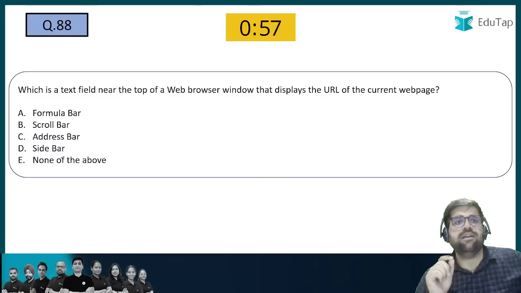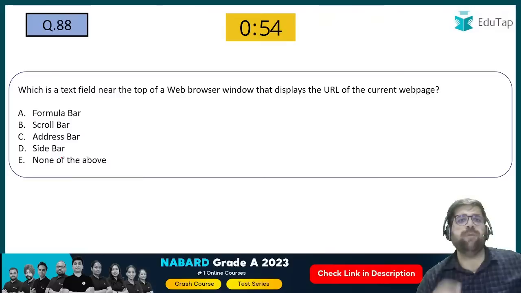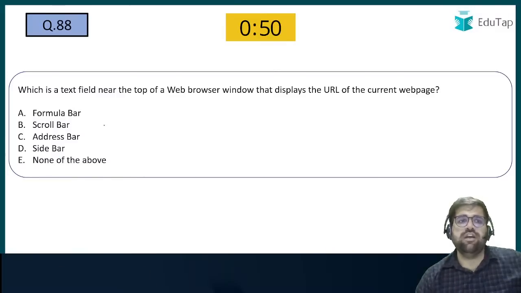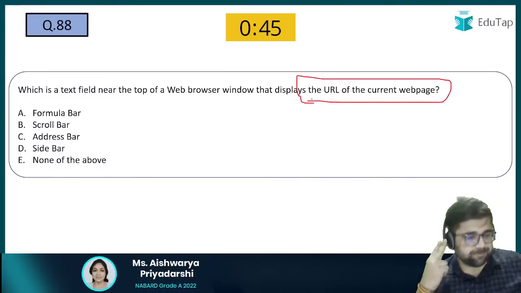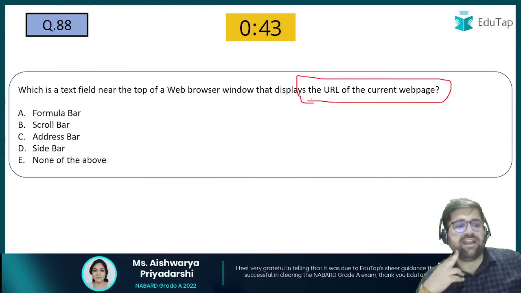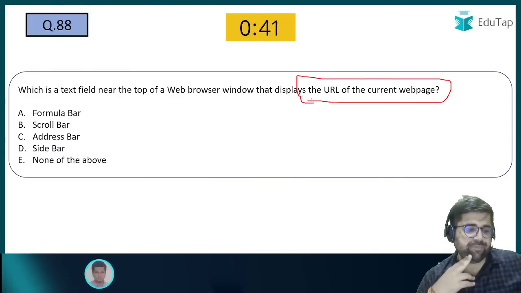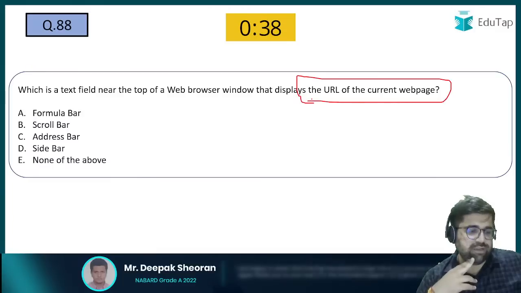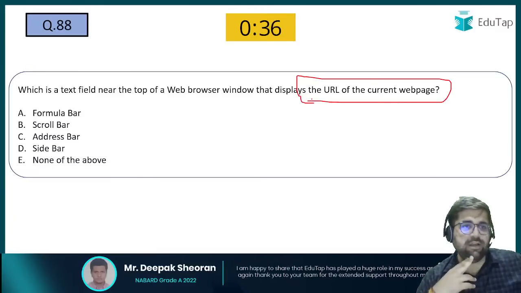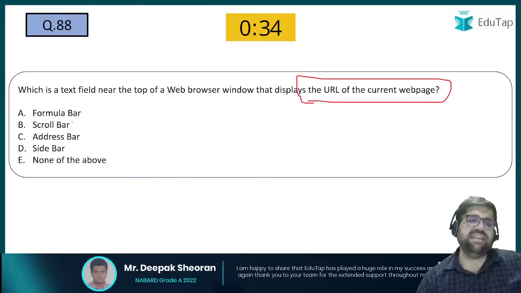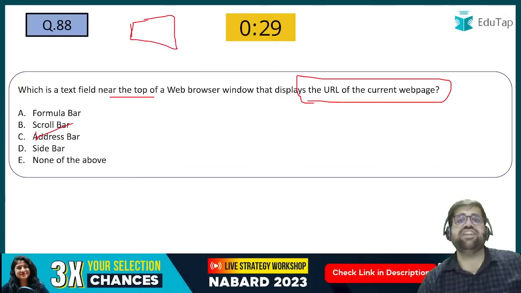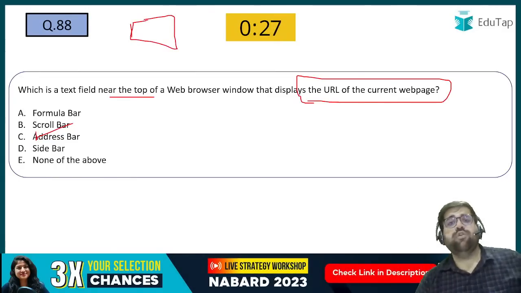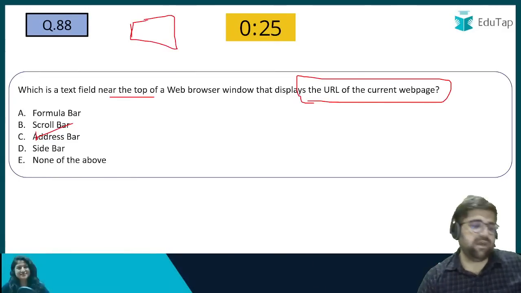Question number 88. Which is a text field near the top of a web browser window that displays the URL of the current page? Where will you find the URL of the current web page? As simple as that. Yes, it is your address bar. Very easy. Each and every browser has an address bar. For example, if you see https edutap.co.in, it is nothing but just an address bar.